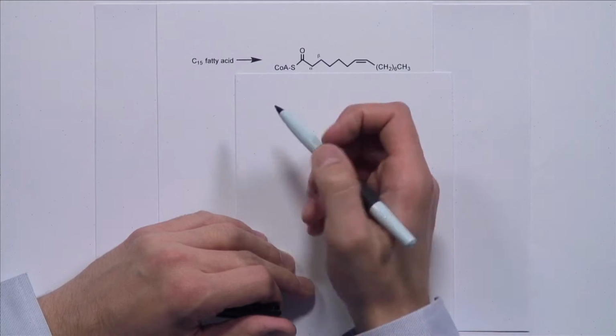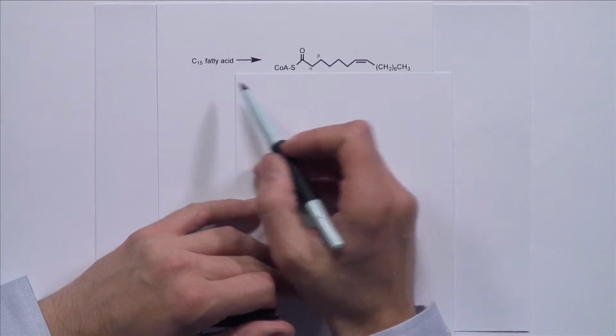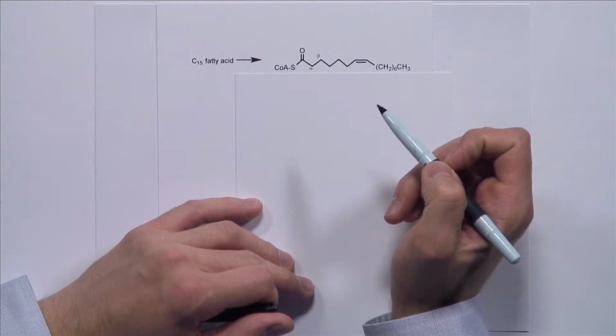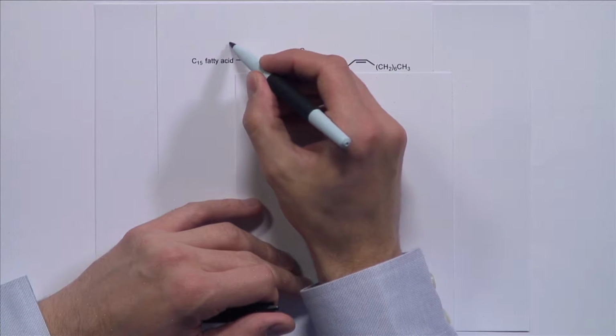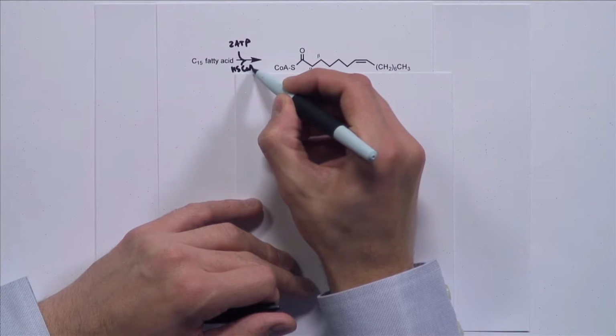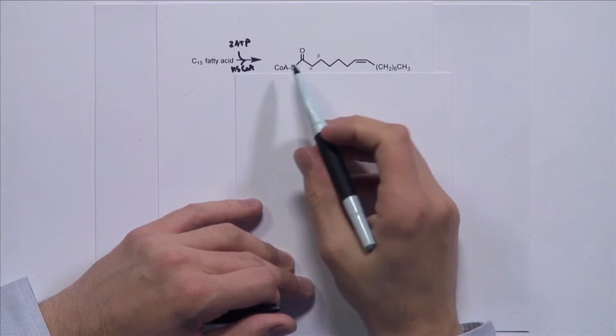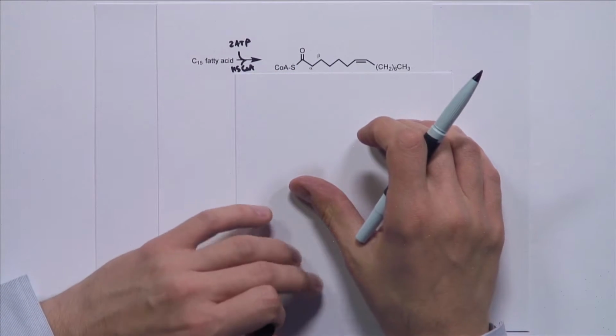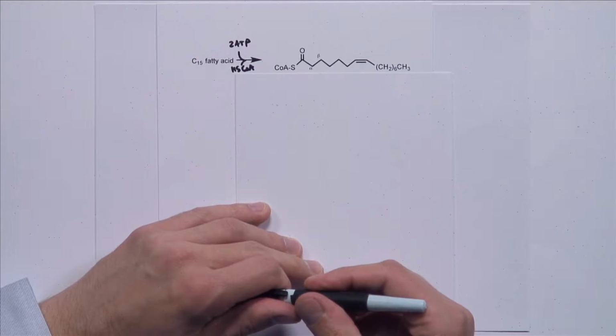Just as with the other fatty acids, the C15 fatty acid is going to need to be activated into a thioester with CoA. So this is going to cost 2 ATP molecules, and of course we need to add the CoA. And now this is the thioester of our C15 fatty acid.